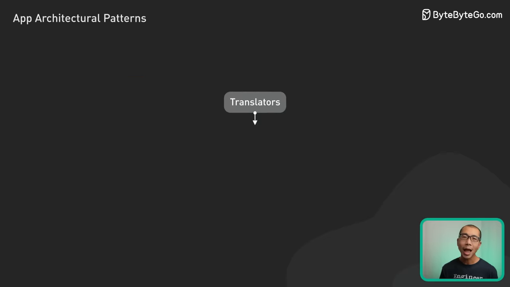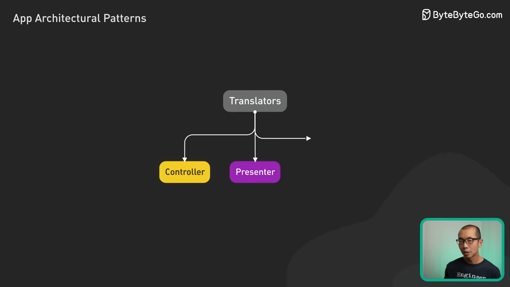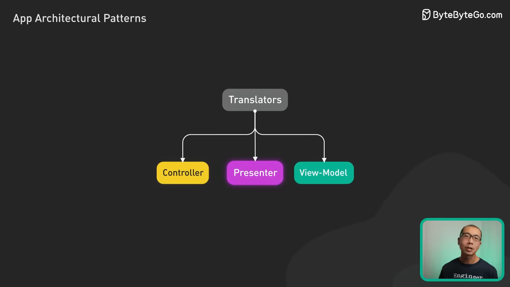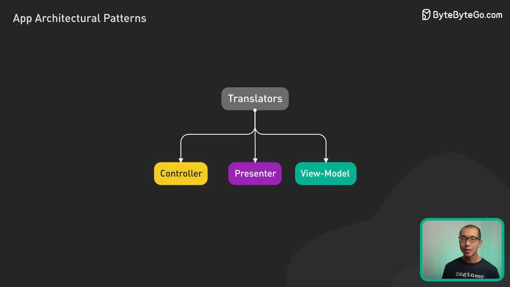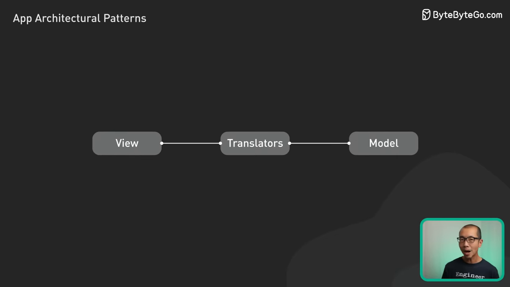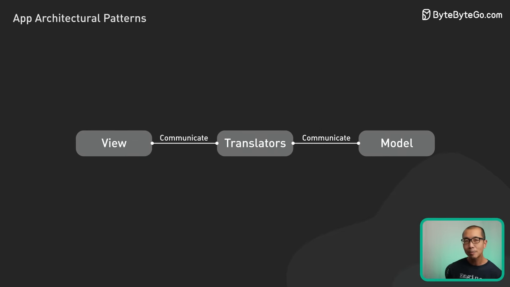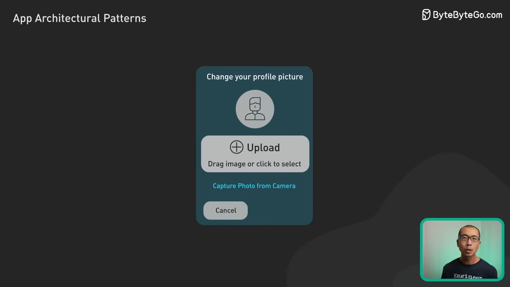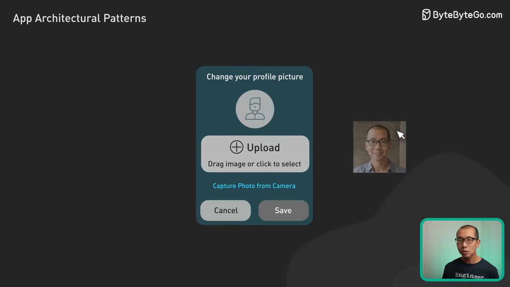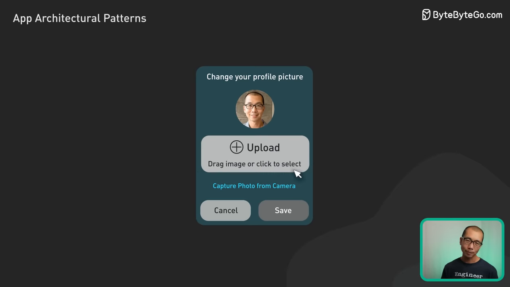The real magic happens in the translators, the controller, presenter, and view model components that mediate between the view and the model. This layer ensures that the view and the model can communicate without being directly linked. To better understand how these patterns work, let's explore a simple example, a user updating their profile picture.